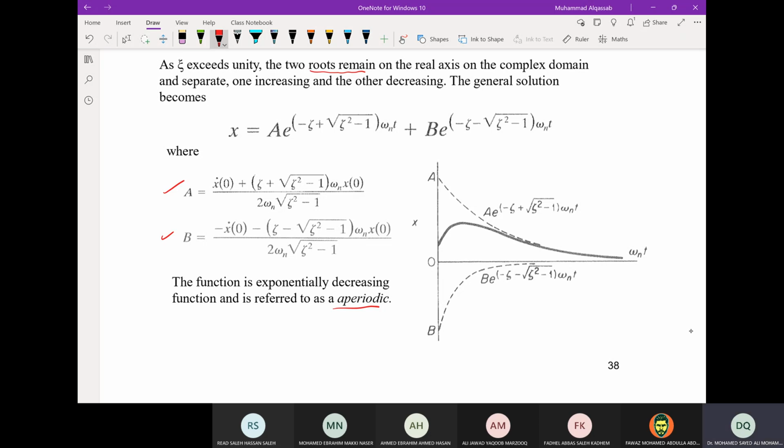So if it is overdamped, it will not oscillate, and that omega d you can assume is 0. There is no frequency. Omega d, but not omega n.